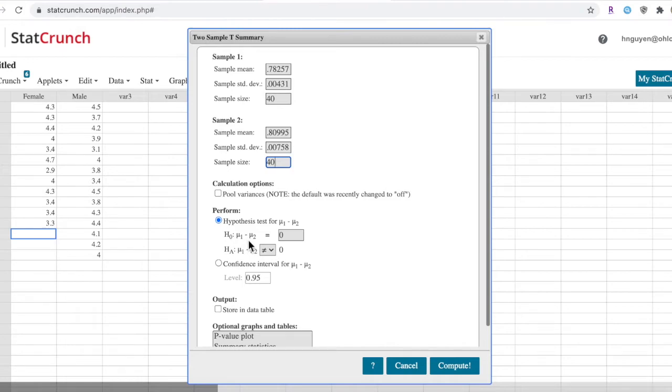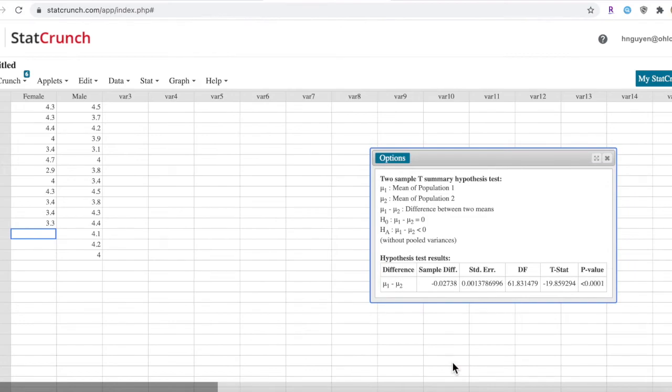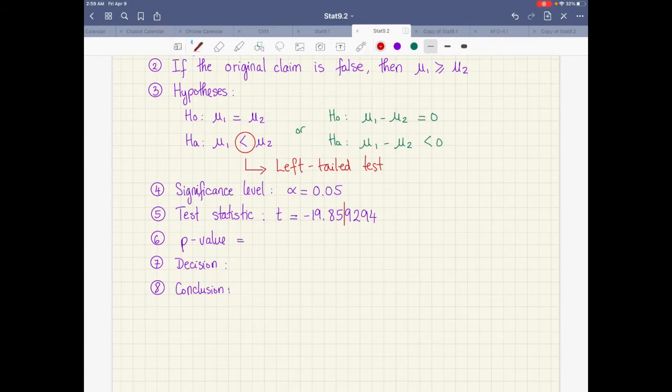H0 is mu1 minus mu2 equals 0. HA is mu1 minus mu2 less than 0. This is my test statistic, and this is the p-value. In here, they don't give me the actual p-value because it's very small. So all it tells me is that p-value is less than 0.0001. And this is the degree of freedom, just in case you need it. I will round t to 2 decimal places. And p-value, they say that is less than 0.0001.